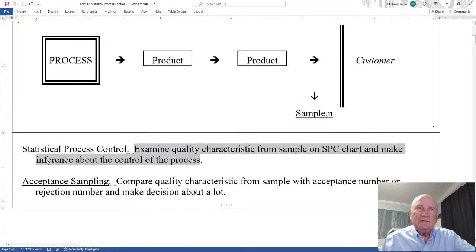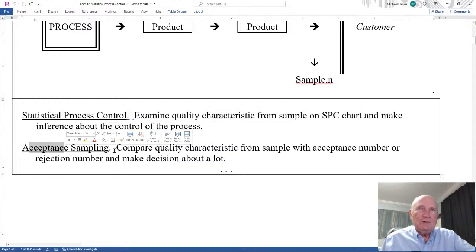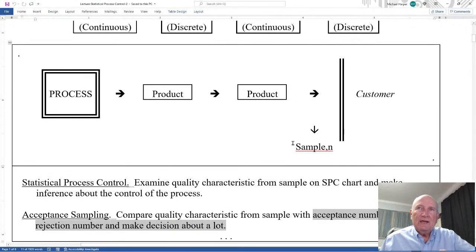The second approach is acceptance sampling. You compare the quality characteristic from the sample with something called an acceptance number or a rejection number and make a decision about the lot. And so remember, you have a sample of size n from a lot, and you make an inference about the lot and say, I'm going to reject it and not send it to the customer. When you reject it, then that opens up all different kinds of other decisions. Do you scrap it? Do you destroy it? Do you recycle it? What do you do? We're not going to cover that in this course.